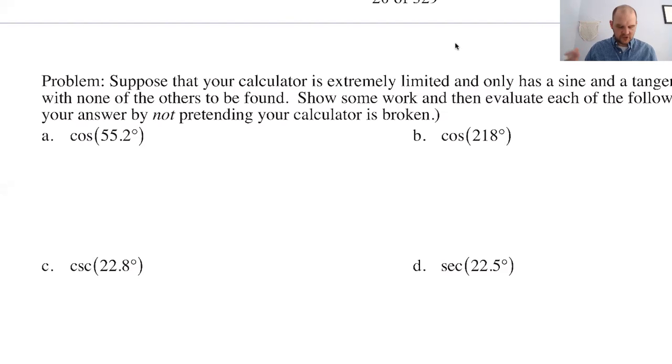All right, we're back. This is page 21 of Math Analysis. It's notes 2. It's actually the last page of notes 2. And let's see what we can do.